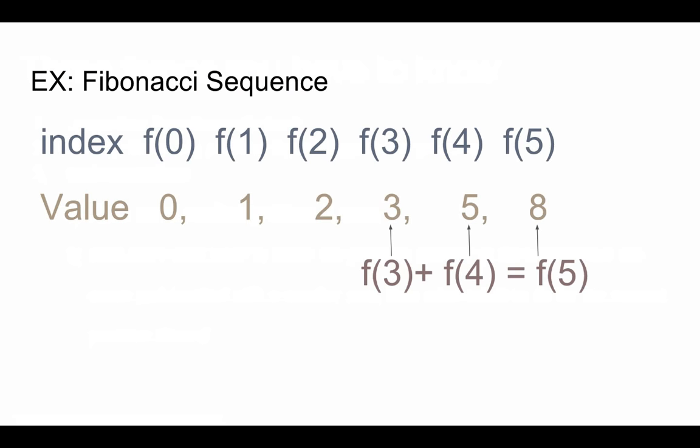For example, here is the Fibonacci sequence. Every time we want to know what f2 is, it's 0 plus 1, which is 1, and 1 plus 2 is 3, and 3 plus 5 is 8, and so on. So this is an example of a recursion problem.